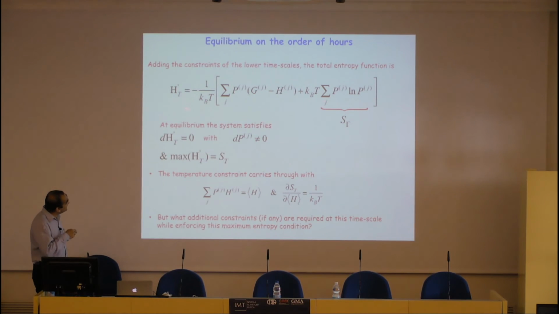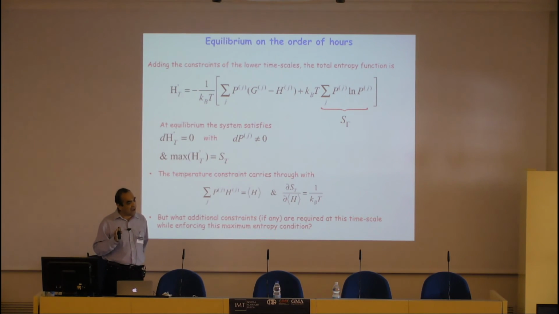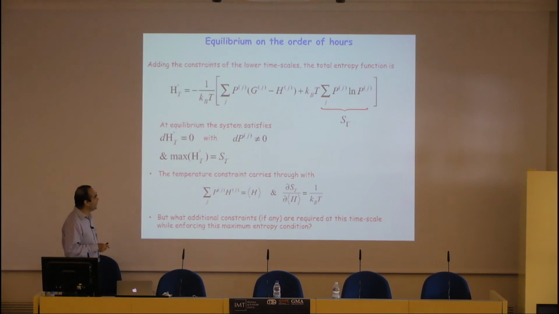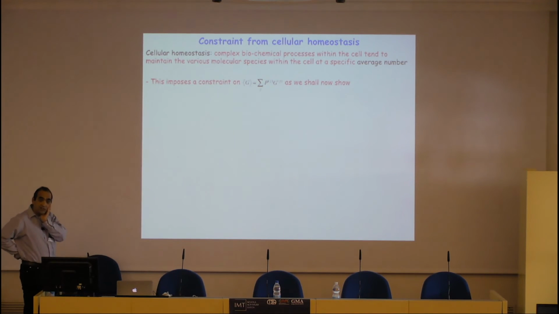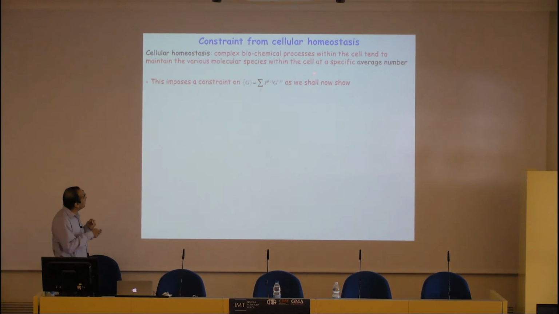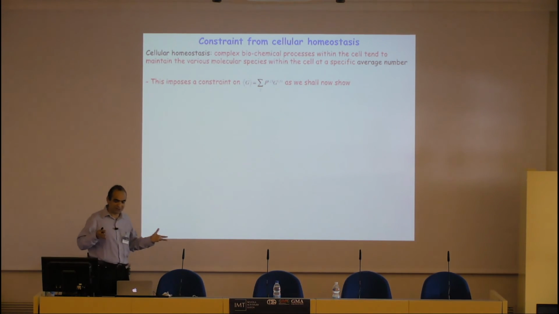But at this point, because I have an option of adding another constraint, if there's a physics, basically, to add another constraint, the question is, what additional constraints do I add to this maximization, if any? And I'm going to just slow down a minute here, because this is the critical aspect. So what are the other constraints? And I'm going to invoke a concept called cellular homeostasis. This is not my concept.